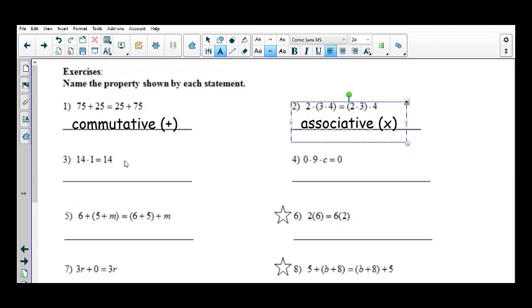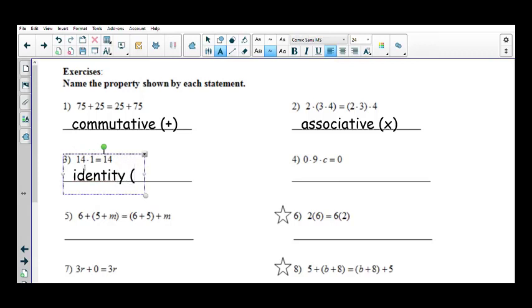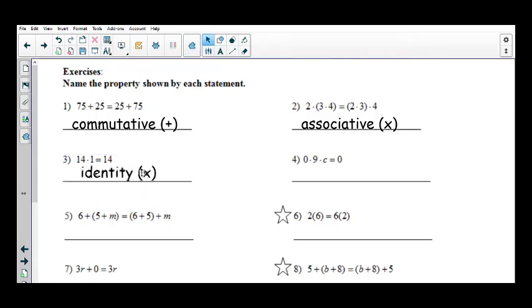Number 3, 14 times 1 equals 14. I multiplied by 1 to get the same thing I started with. What property is that? If you were thinking the identity property of multiplication, you are correct. Remember, you can use the dot or the X for multiplication. Typically, we use the dot. That's more of a pain for me to add in, so I'm just using the X.